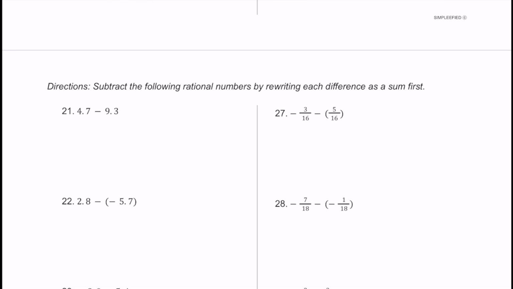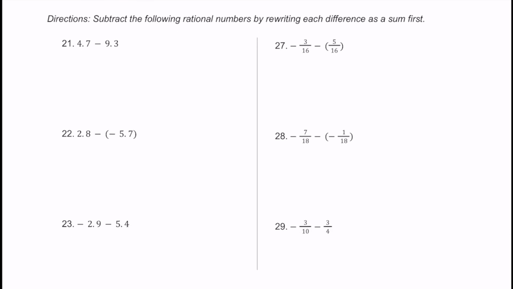Alrighty, now let's go ahead and try subtracting some different types of values. So we're going to still be subtracting. We're going to rewrite each of these differences as sums again. So we're going to do the keep, change, flip, and turn all subtraction problems into addition problems. But in this case, we're going to be dealing with rational numbers, not just integers. So we're going to have some fractions and decimals.